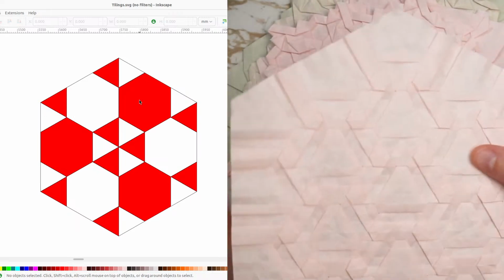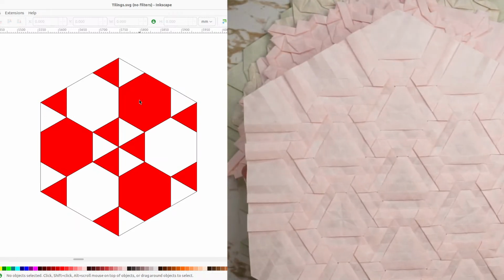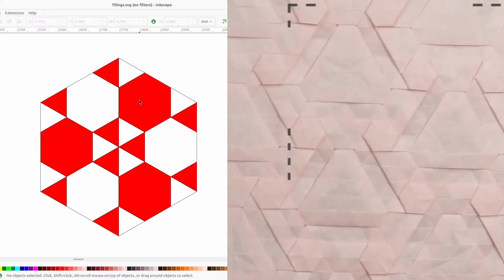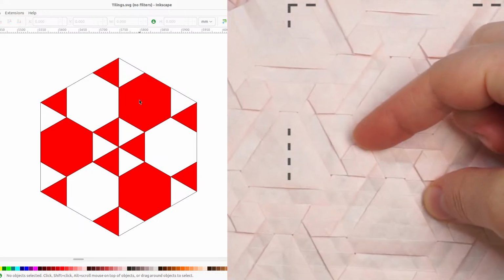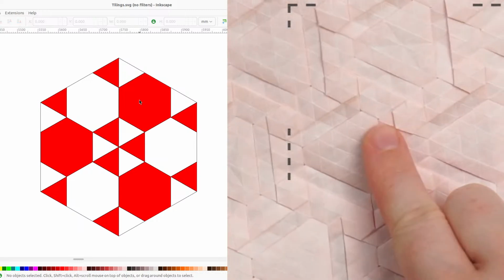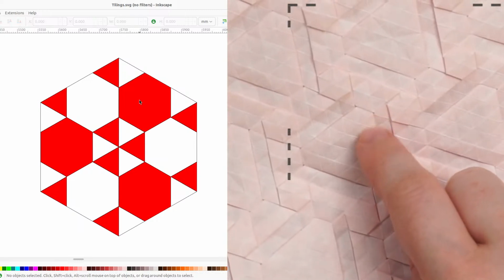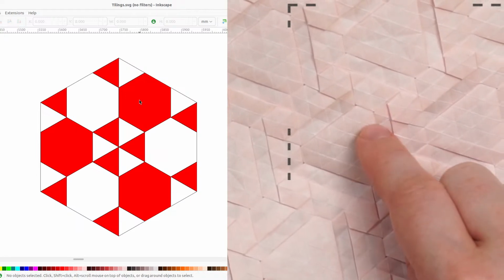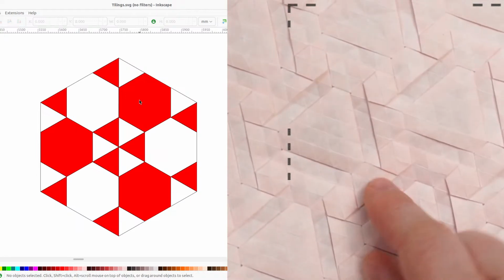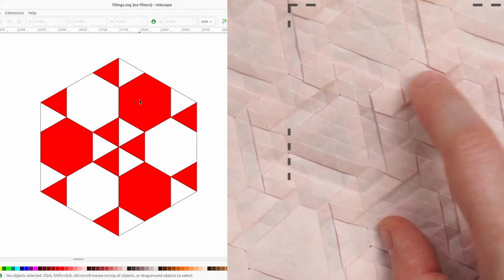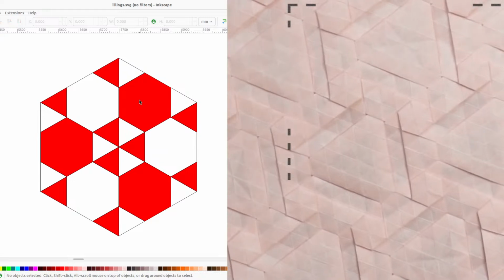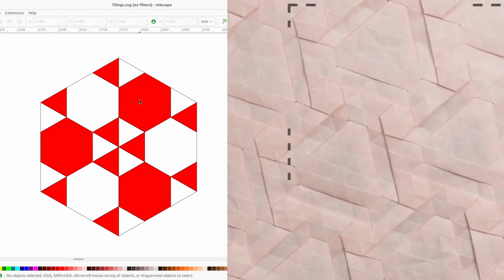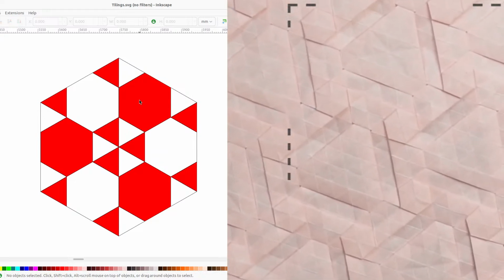So here I see my hexagon, and one pleat goes to a hexagon, the next pleat goes to a triangle. Notice 3 pleats coming out of that hole. The next pleat goes to a hexagon, the next to a triangle, the next to a hexagon, the next to a triangle. And this is the characteristic form of this hexagons and triangles 3-fold tiling.